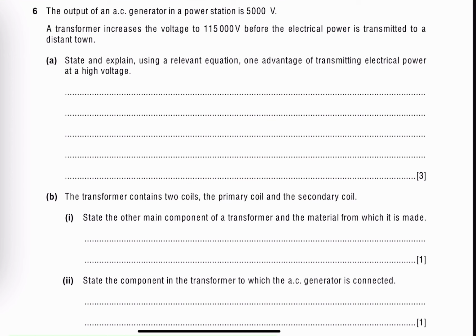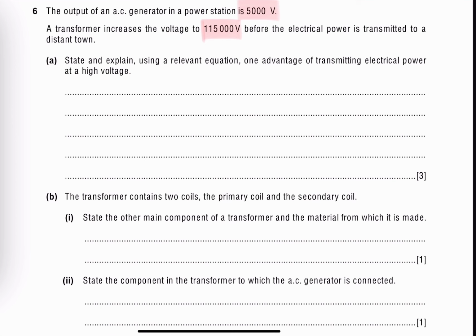Question number 6. The output of an AC generator in a power station is 5000 volts. The transformer increases the voltage to 115,000 volts before the electrical power is transmitted to the distant town. State and explain using a relevant equation one advantage of transmitting electrical power at a high voltage.